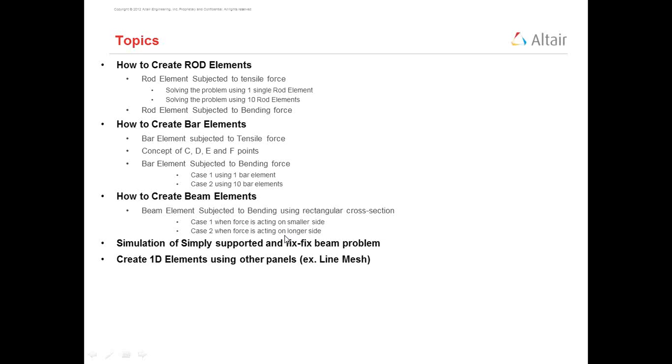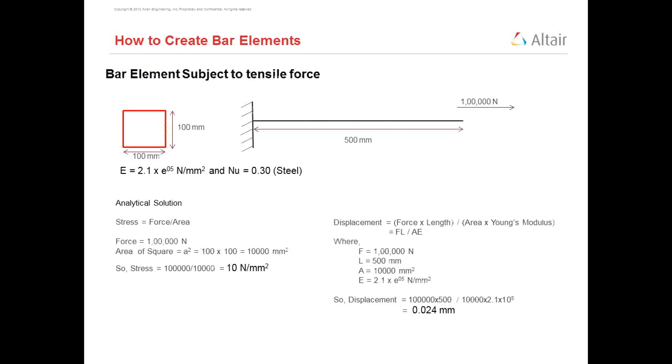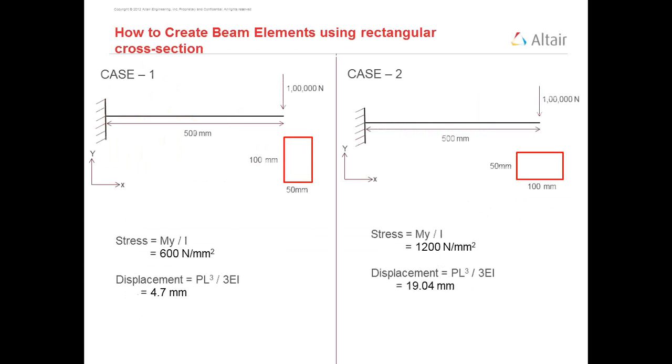Now we'll move to how to create beam elements. For the beam element, I'm going to use case 1 and case 2 when I change the orientation for the shortest distance, that is 50 mm, and for the longer distance, that is 100 mm. When I apply the same force, everything is the same, but the cross-sectional length changes. So it will change the values of stresses and displacement, because if I gets changed, the value will also get changed.